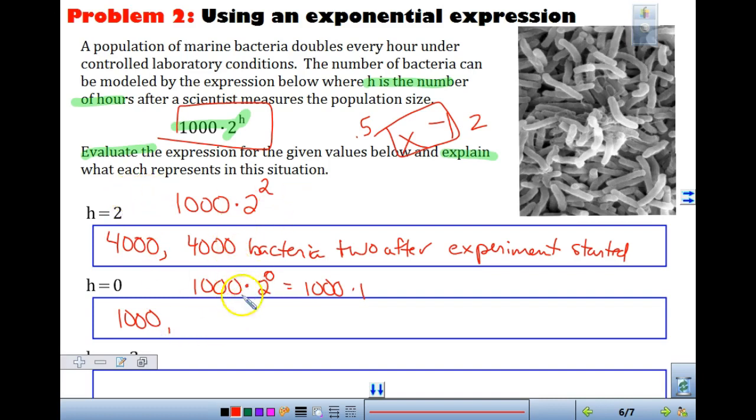What does it mean in this situation? It means that we had 1,000 what? Bacteria at what? Bacteria in 0 hours after doing the experiment. In 0 hours. Or when we started, right?